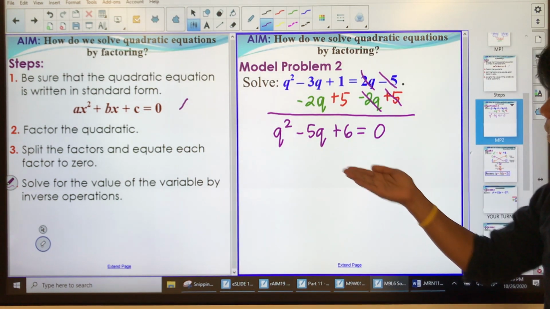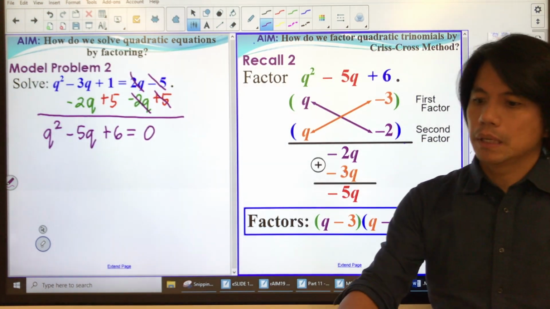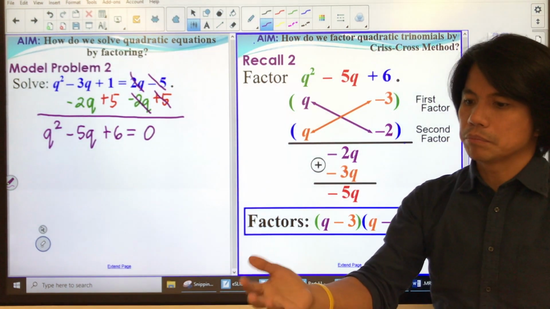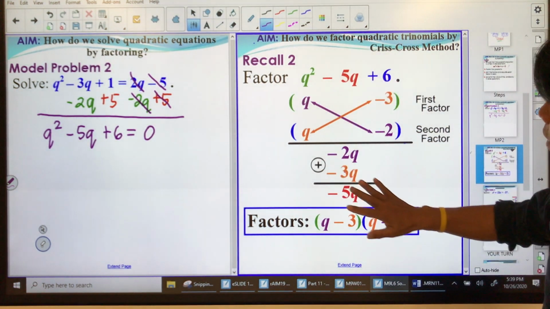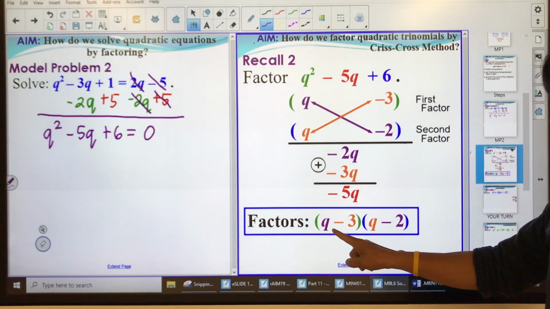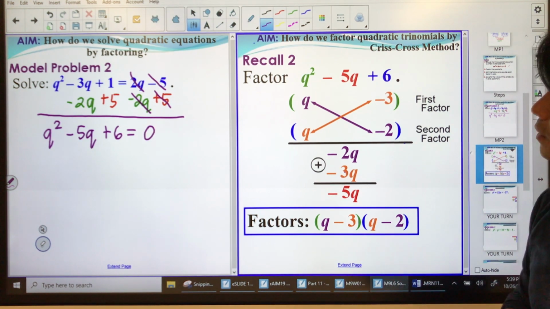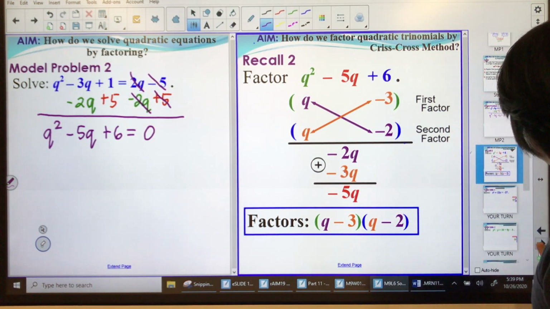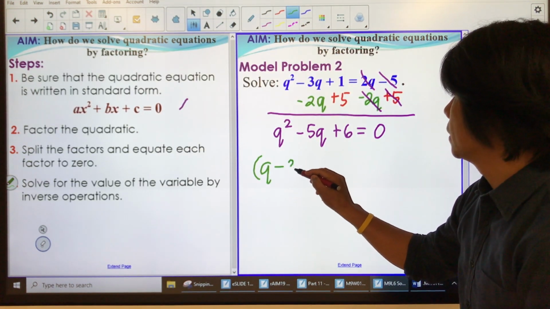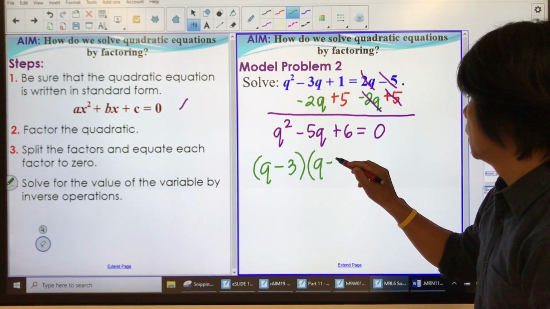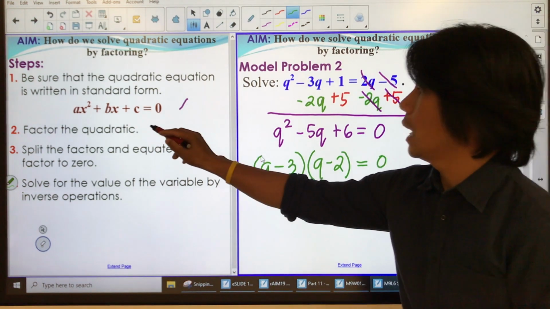How do we factor this? Now if you're going to check the link below, that's my model problem number 2 in that video. And the factors or the work is here, right? So the factors are binomial q minus 3 times q minus 2. So going back to that problem, the factors are q minus 3 times q minus 2. Again, you need to put equal to 0. That's step 2.